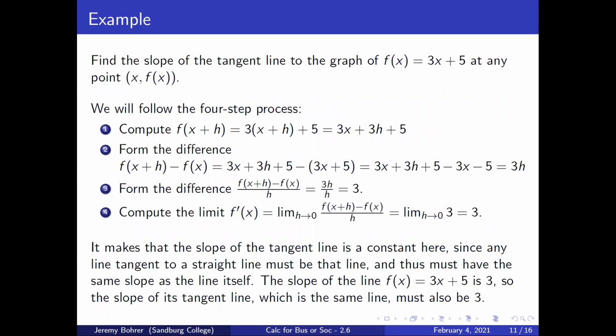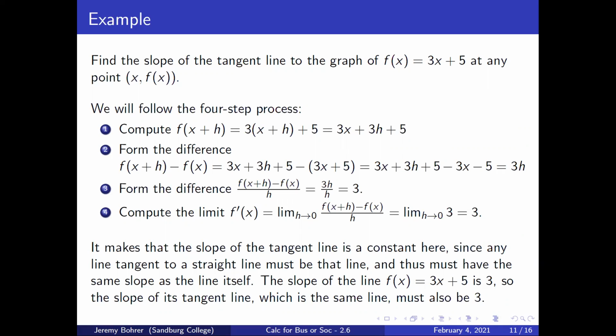For example, find the slope of the tangent line to the graph of f(x) equals 3x plus 5 at any point (x, f(x)). We follow the four-step process. We compute f(x plus h), which is 3 times (x plus h) plus 5, so 3x plus 3h plus 5.